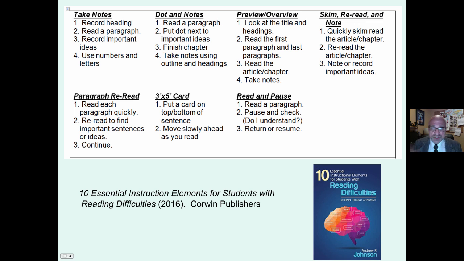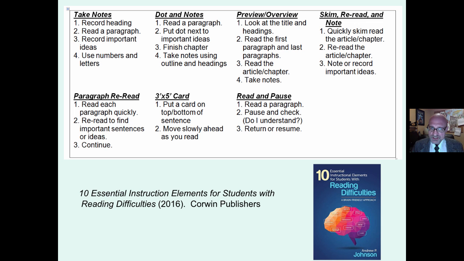Now here you can stop and you can look. These are very simple. Take notes, record heading, read paragraph, record important ideas. Adopt and adapt. Simple. Put a card on top or bottom of the sentence. Move ahead slowly. These are all very simple. Find 2, no more than 3 a year to teach students. Always allow students, by the way, to choose the ones that work best for them.